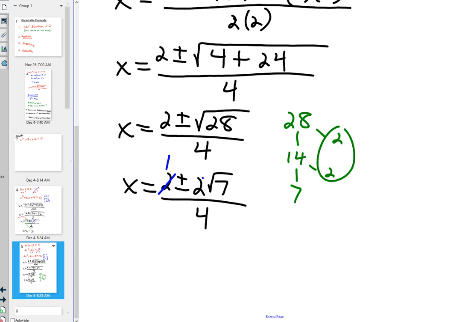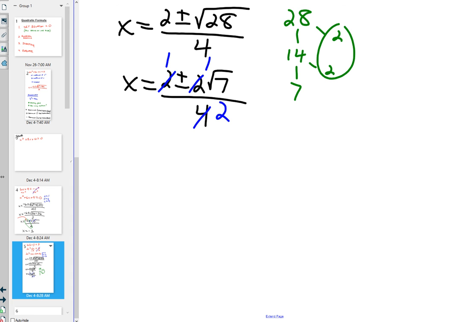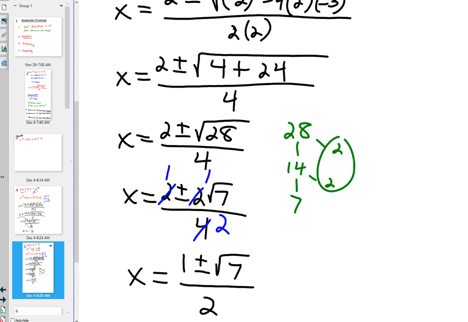2 divided by 2 is 1, 2 divided by 2 is 1, 4 divided by 2 is 2. When you rewrite this, the first one you do need, but the second one, since it's in front of a square root, you don't need, so you would just write that over 2.